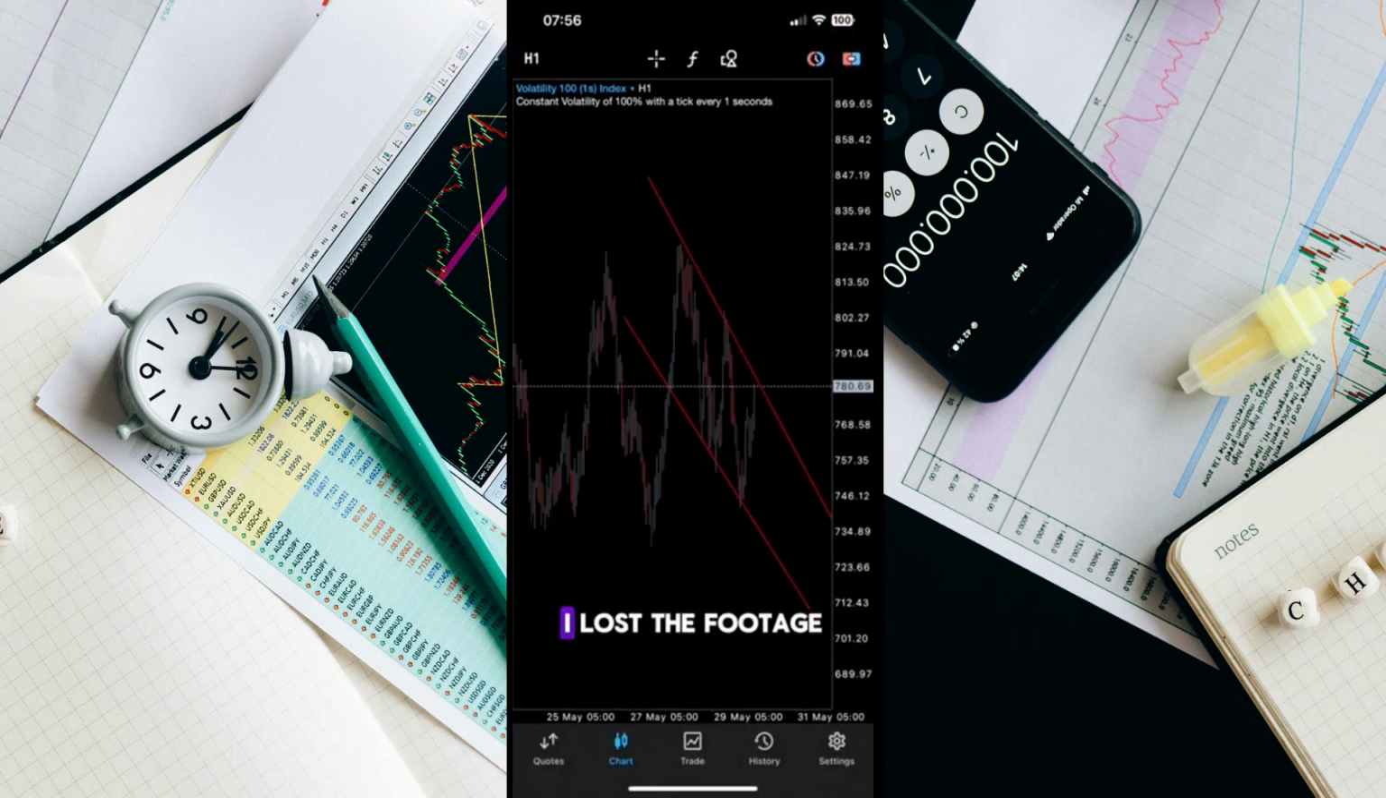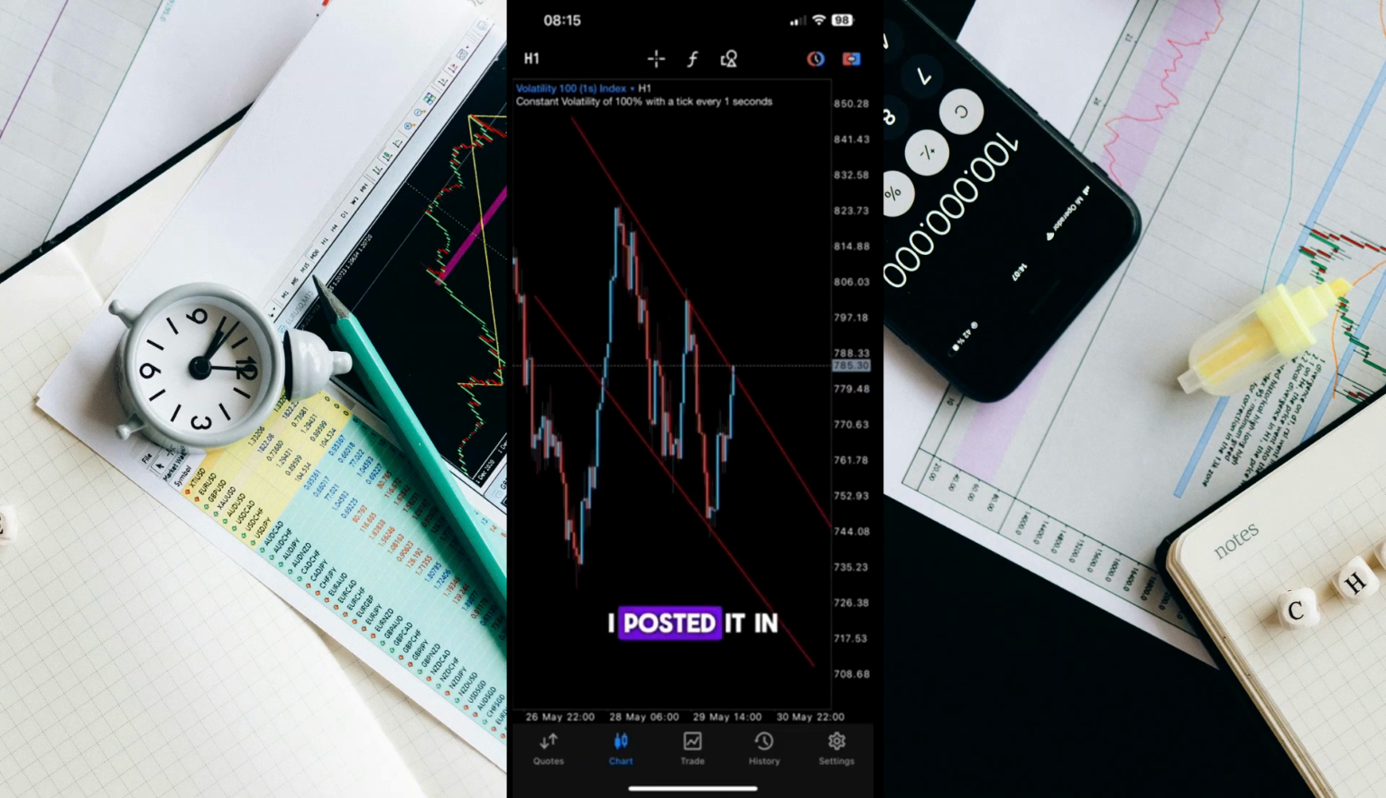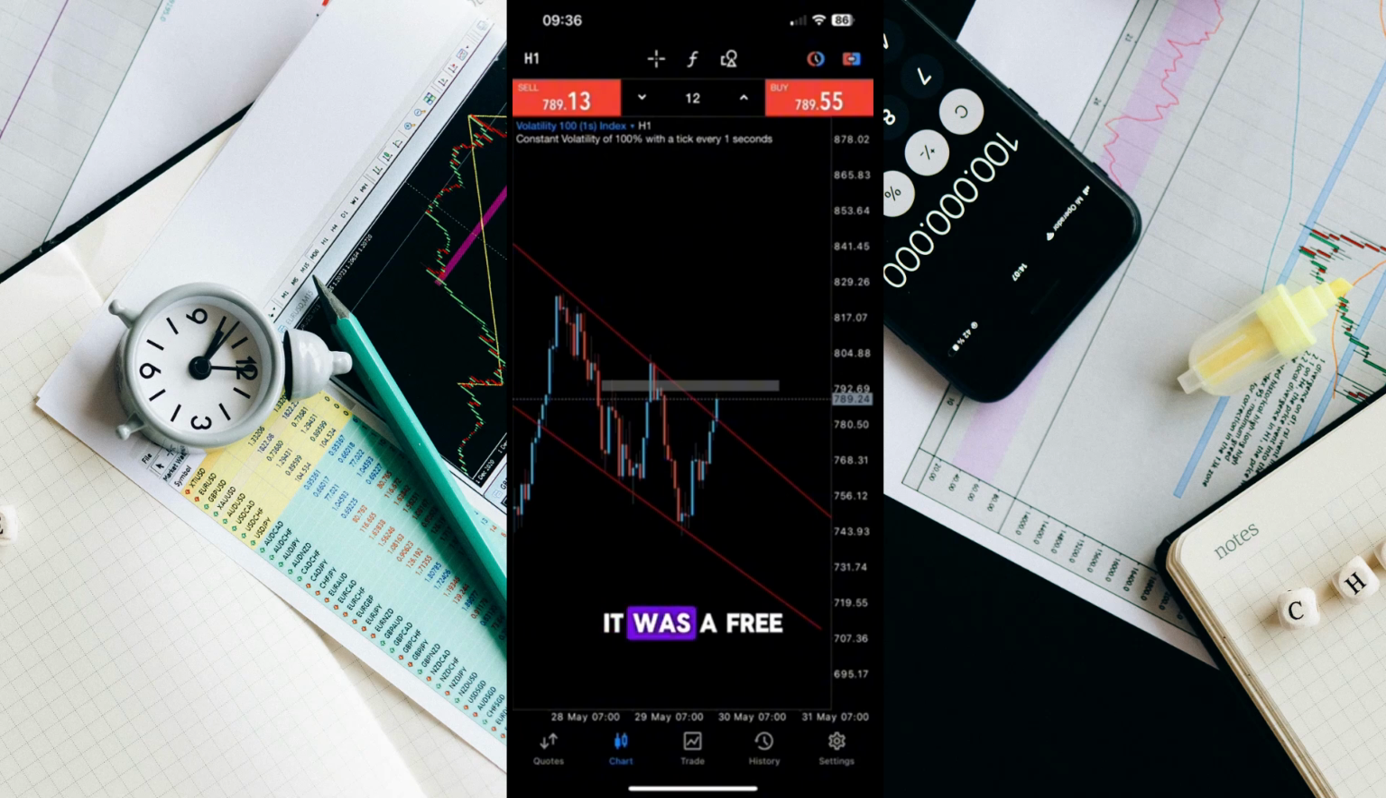Apologies, I lost the footage of this first volatility 100 trade, but I posted it in my Telegram channel. It was a free signal, and also in my VIP signals. So if you are in there, I'm sure you have made a profit from it. Let me explain how I managed to see that the market was buying.